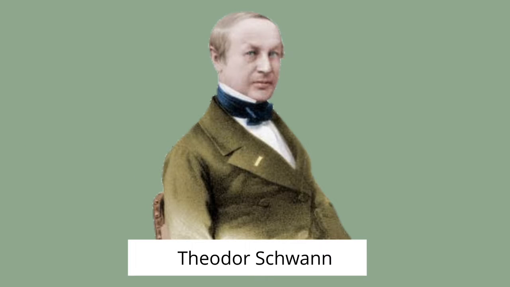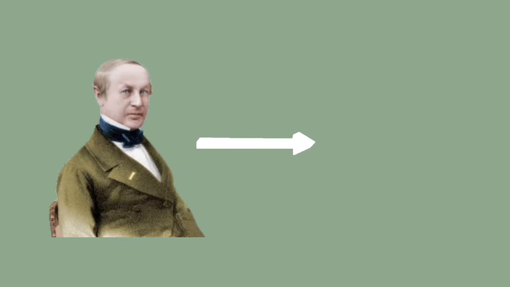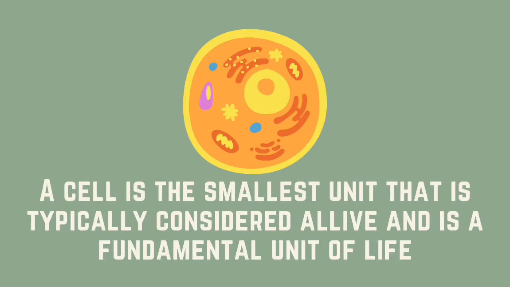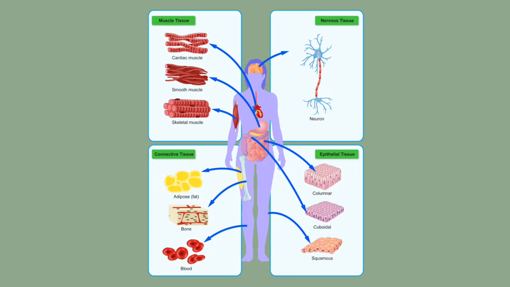We have arrived at our first destination, the Cell Theory by Mr. Theodore Swan. According to him, all organisms are made up of cells. A cell is the smallest unit that is typically considered alive and is a fundamental unit of life. All living organisms are composed of cells, from just one to many trillions. These are building blocks of all organisms.